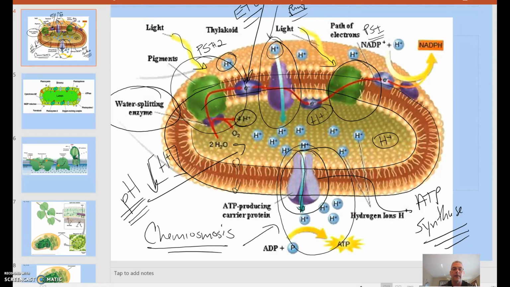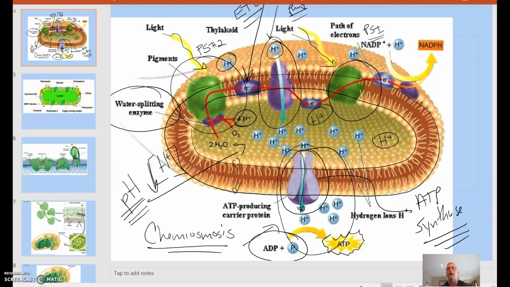And when it does that, we're able to couple that downward flow of energy to the phosphorylating process of taking ADP plus phosphate to generate ATP. And that ATP is actually being generated on the stromal side.